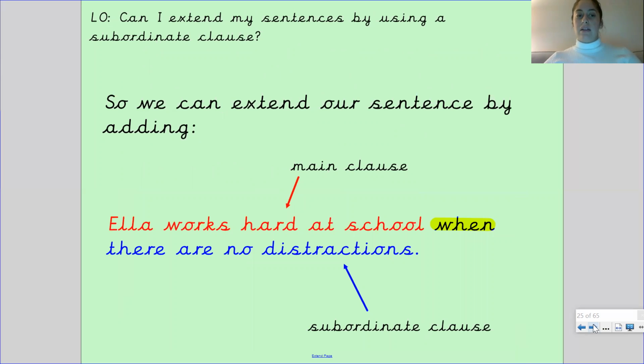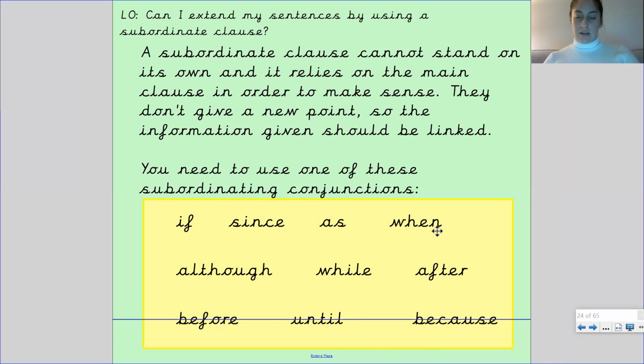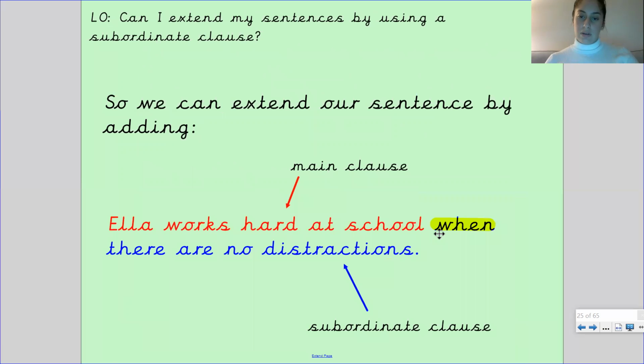So we can extend our sentence by adding, for example, the same main clause. We could use Ella works hard at school when there are no distractions. When is one of the subordinating conjunctions that I've used to add more information to Ella works hard at school.